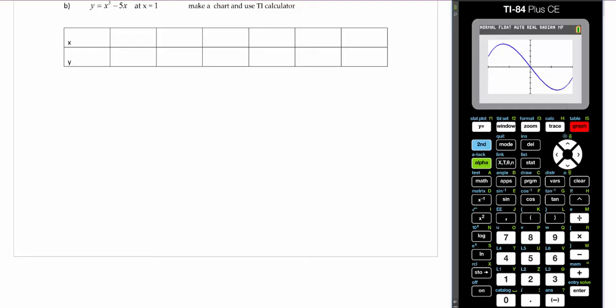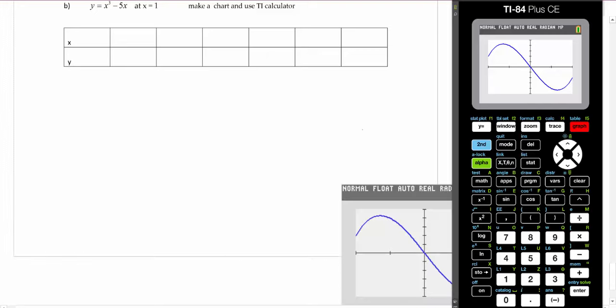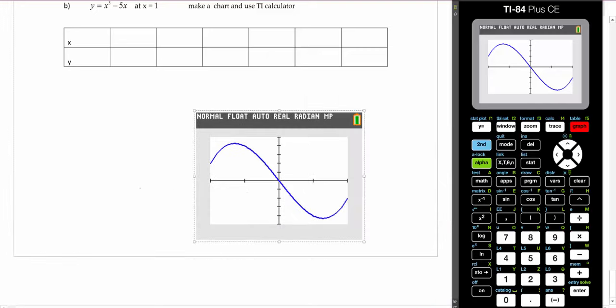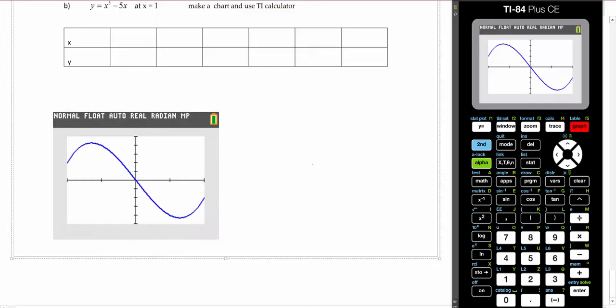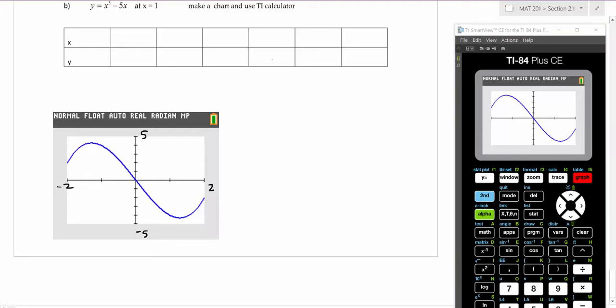There's a graph. That'll be good enough for what we're trying to do. Okay, and let me get this graph put up here at the side. Okay, so I got this set up like this. I just decided to go negative 2 to 2 and 5 to negative 5 like that. So what we're interested in at this point is the slope of the curve at x equals 1.